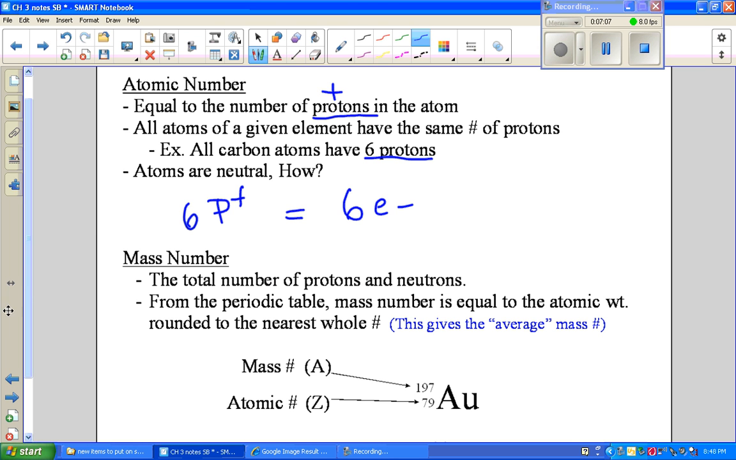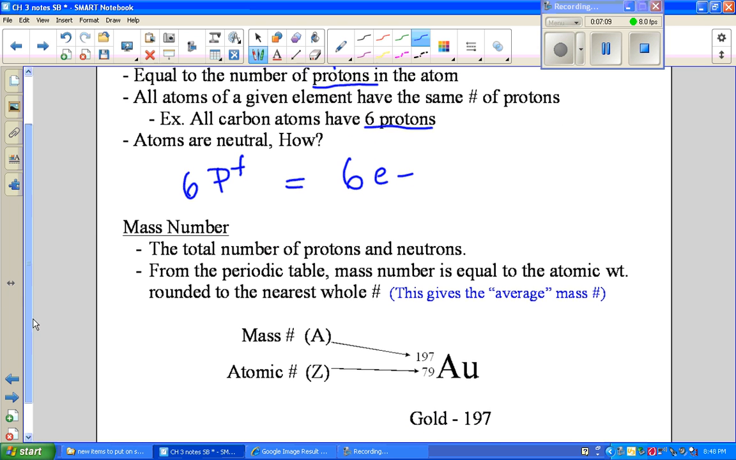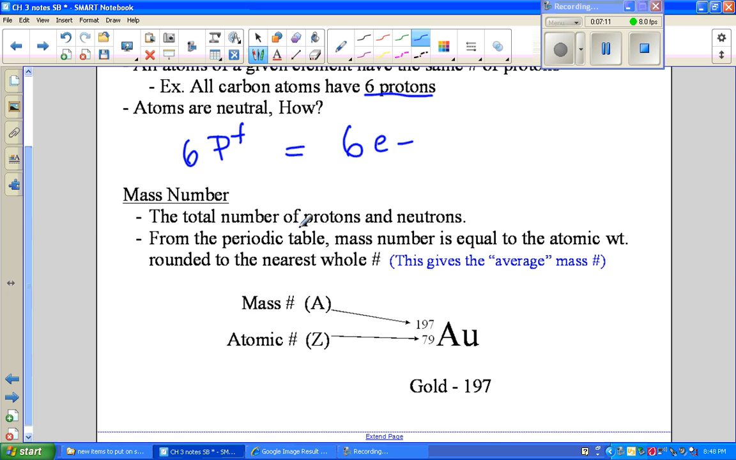All right, then we take a look at the mass number that we have also mentioned. It's the total number of protons and neutrons. From the periodic table, the mass number is equal to its atomic weight, which is rounded to the nearest whole number. This gives the average mass of an atom.